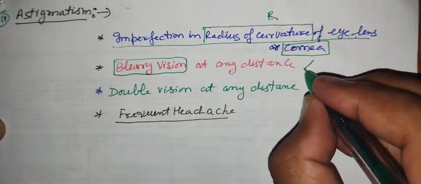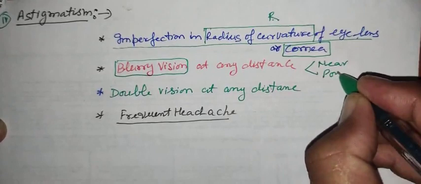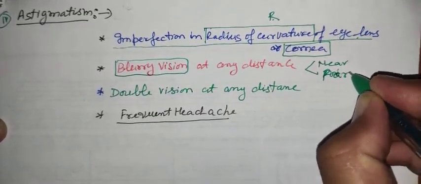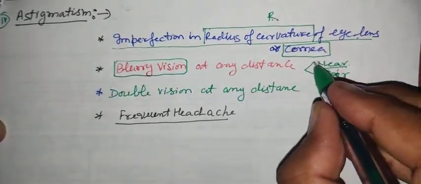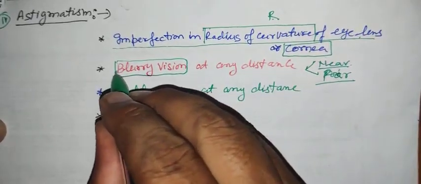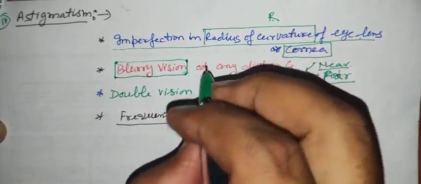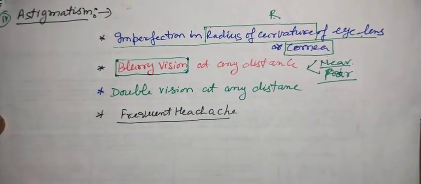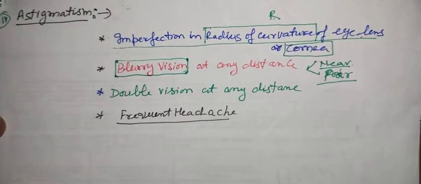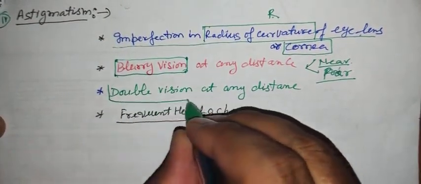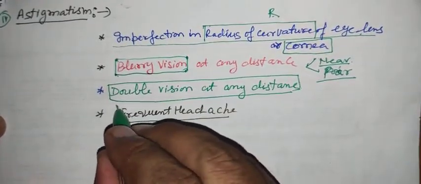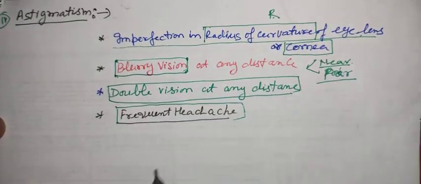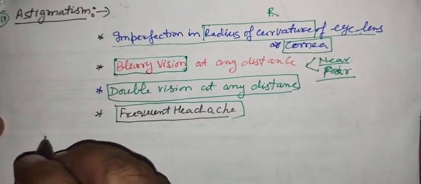Whether the object is near or far, there is a problem either way. And what is the problem? In place of clear vision, there is blurry vision. Sometimes there is double vision at any distance. And frequently a person suffering from this type of problem also suffers from headache. See the remedy.